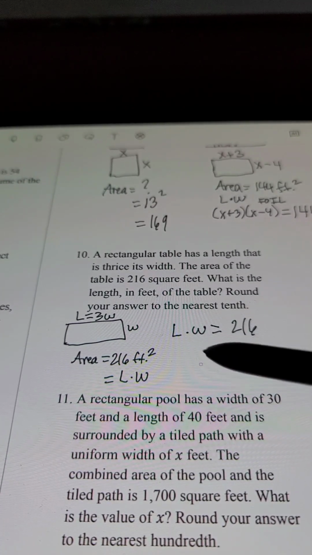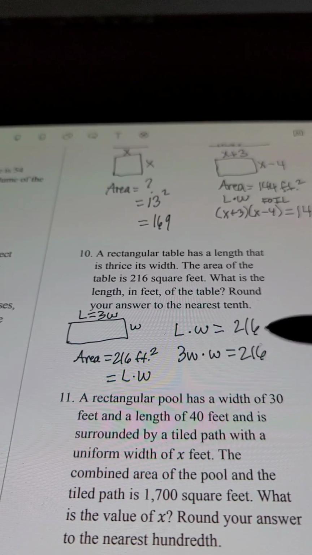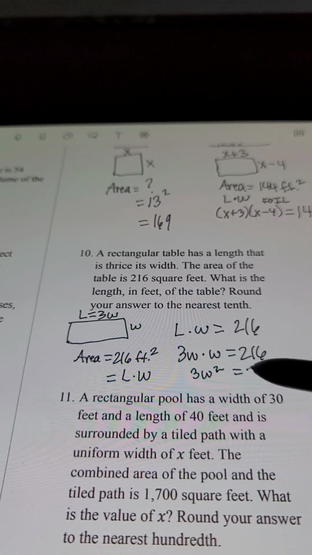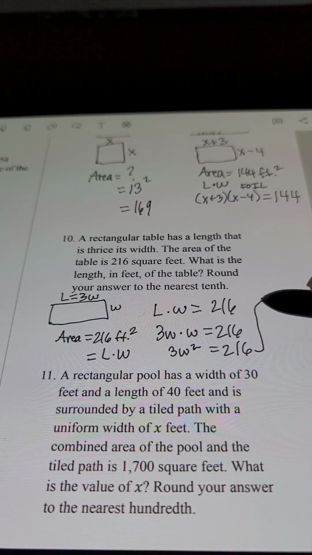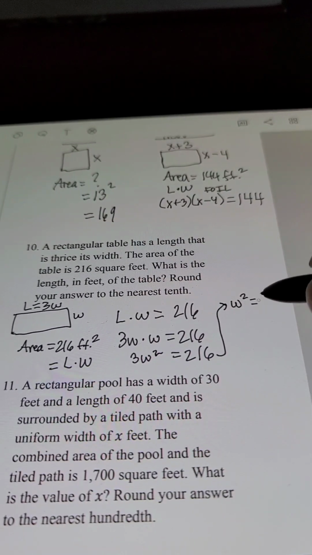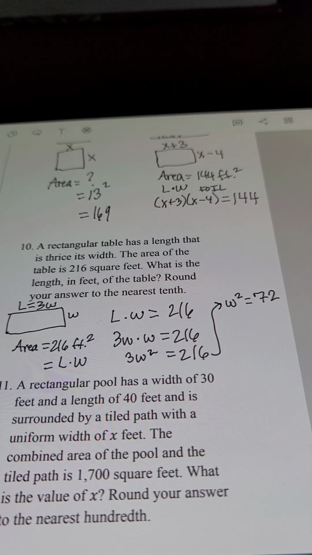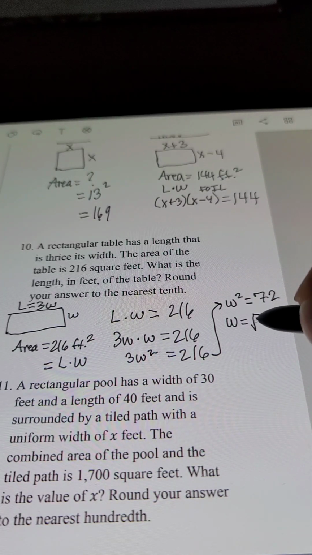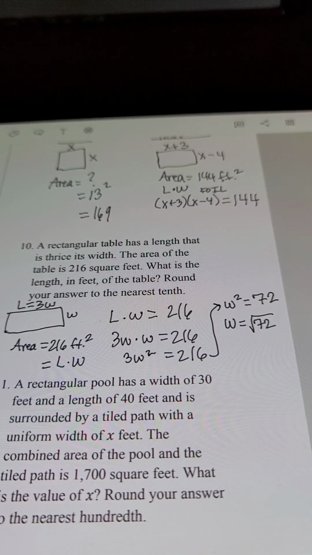And we know that the length is equal to 3W, so I could say instead of L, 3W times W equals 216. And then this would become 3W squared is equal to 216. So then I need to divide by 3 on each side. And when I divide by 3 on each side, I would get W squared is equal to 72, I believe. Yes, 72. And then I'm going to square root each side to get W by itself. So I'm going to get that W is equal to the square root of 72.